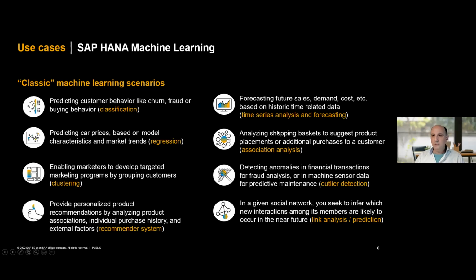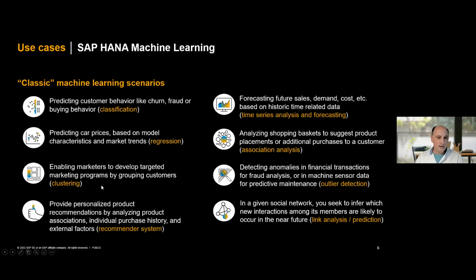The third most common scenario is time series analysis and forecasting, similar to regression, but the data we're actually looking at is time related. So we use a sequence of historic time related data to predict not only a singular value, but a series of future sales, demand, cost, whatever value. That's when we speak of forecasting. And then all the other scenarios we also see quite often, but less frequently, like clustering.